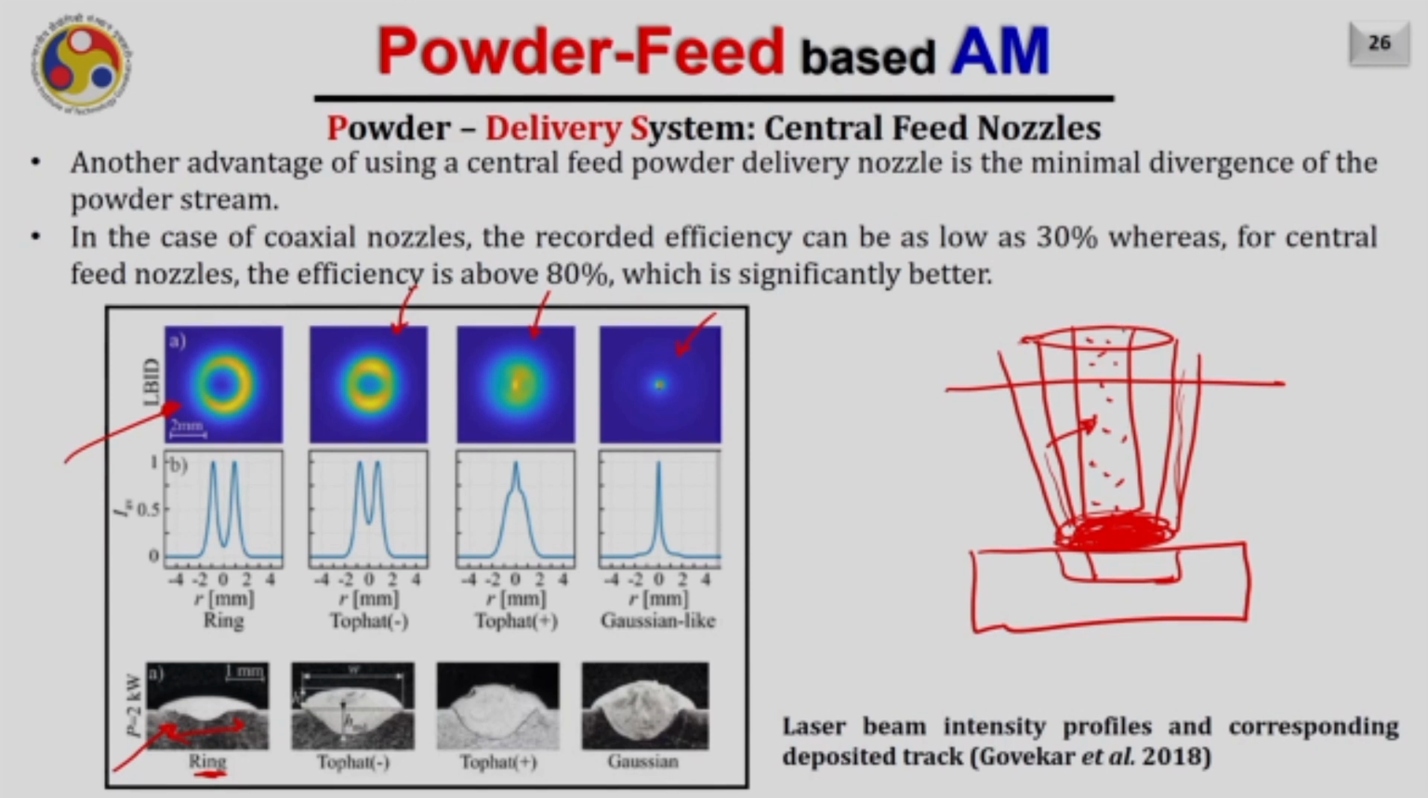Also, the powder particles, as they are coming now from the center, the catchment efficiency of the process will be higher. It has been observed that the coaxial nozzles recorded efficiency as low as 30%, whereas the central feed nozzles, where the powder particles are coming from the center, used to have efficiency above 80%, because in that case the powder particles are enclosed by the laser beam, and that doesn't allow a powder particle to bounce off or go away from the molten pool.